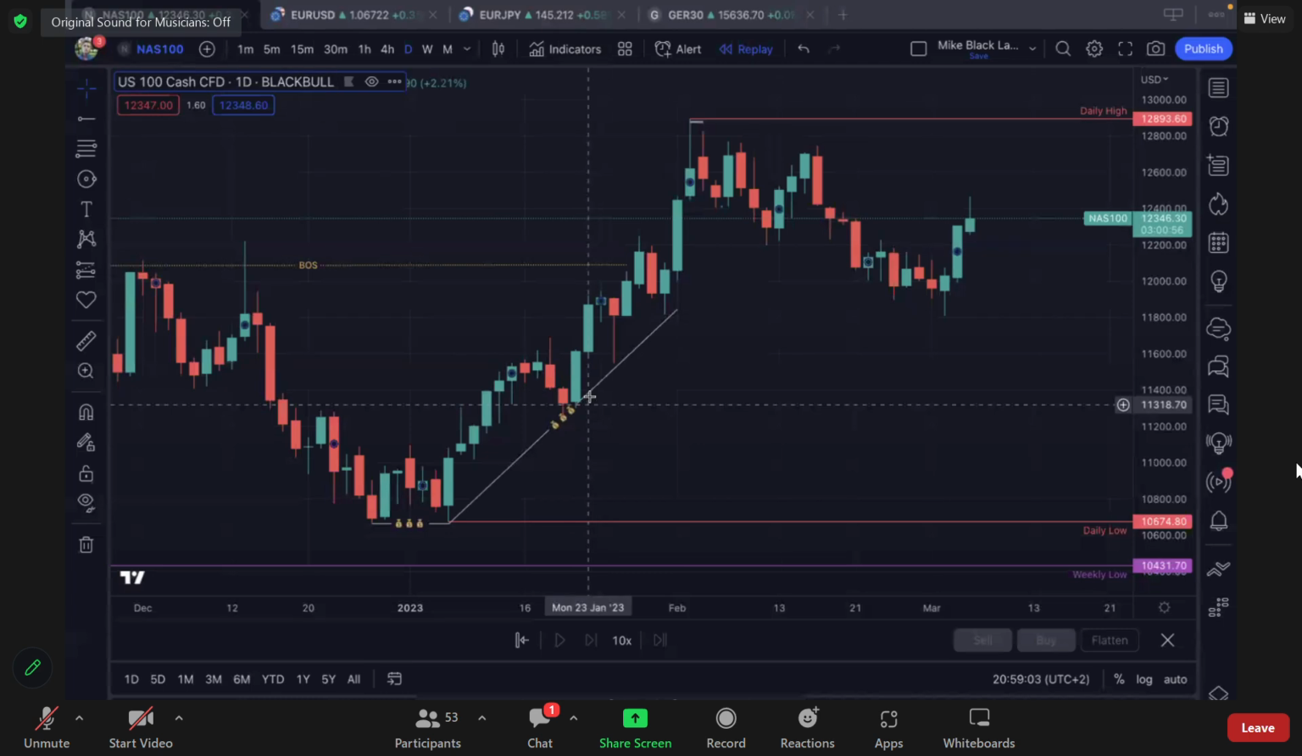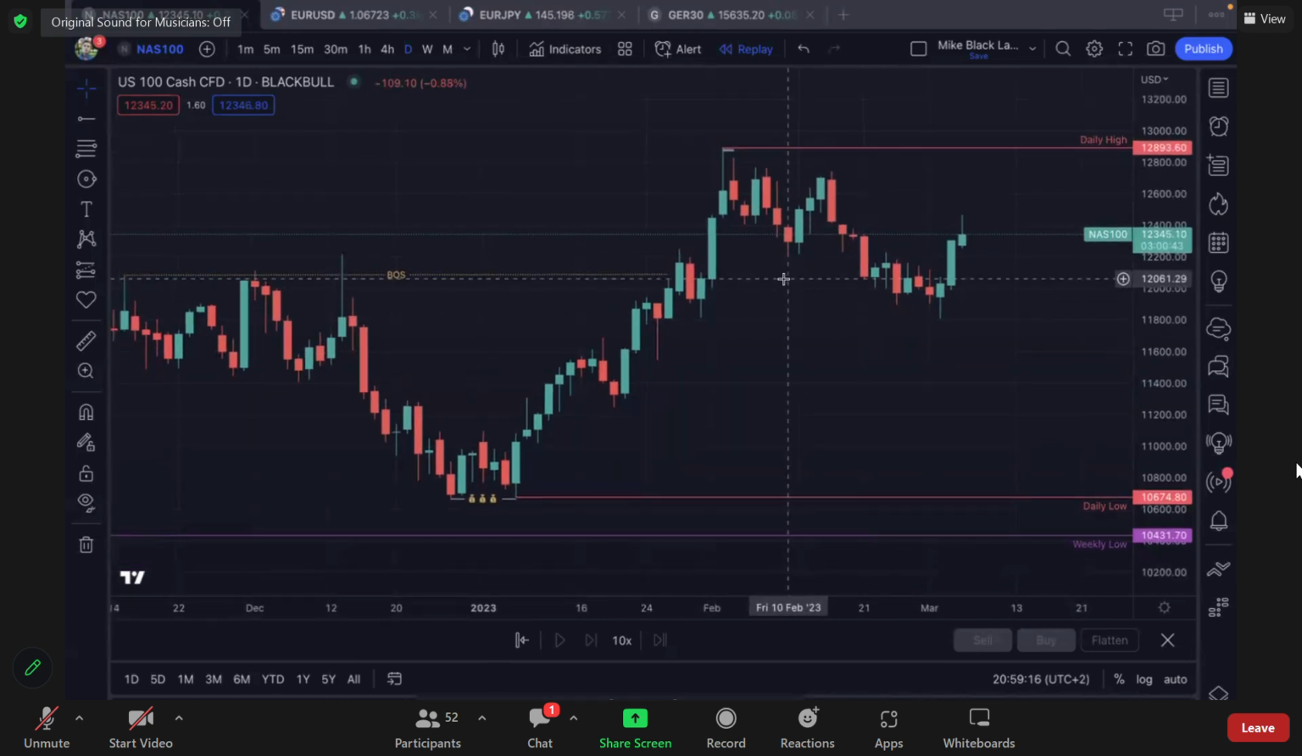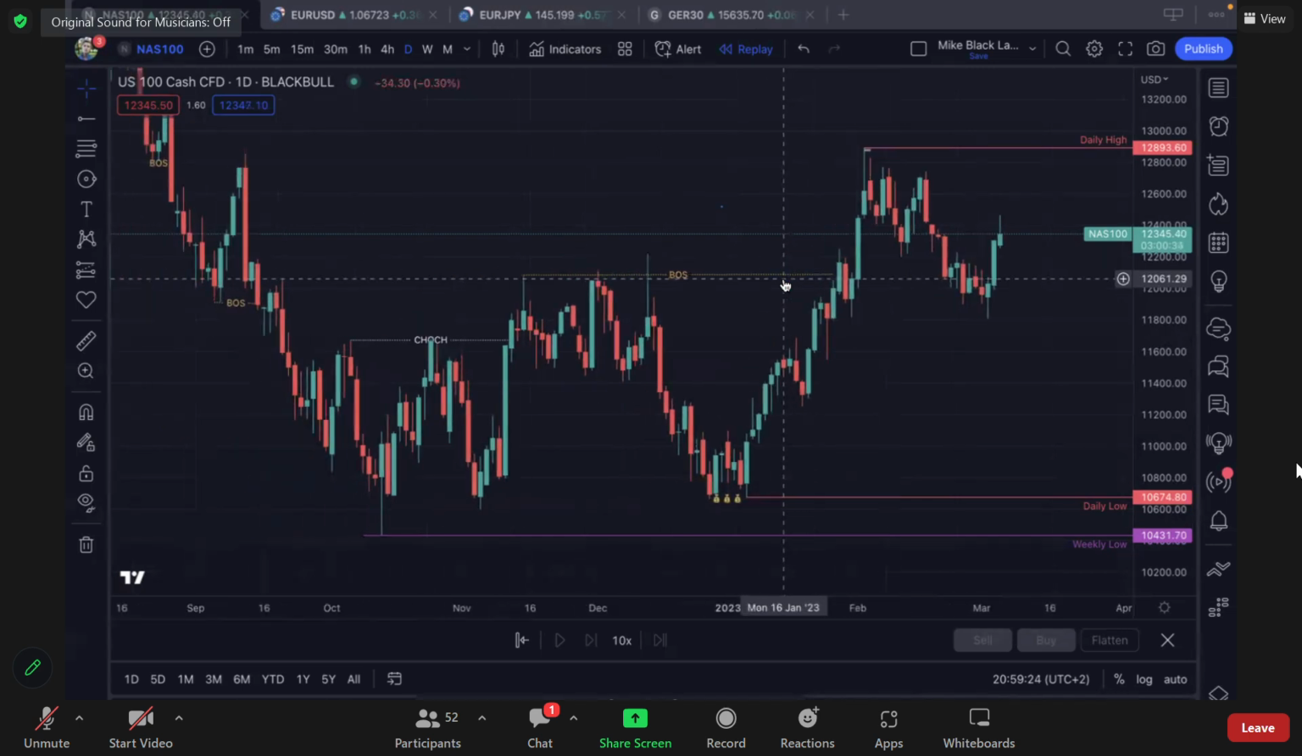Let's quickly move on. So that's liquidity. Now I quickly want to identify everything with you guys. So I just want to go through everything with you. We're going to identify everything all together now. We're going to identify a supply zone, and we're going to identify a demand zone.